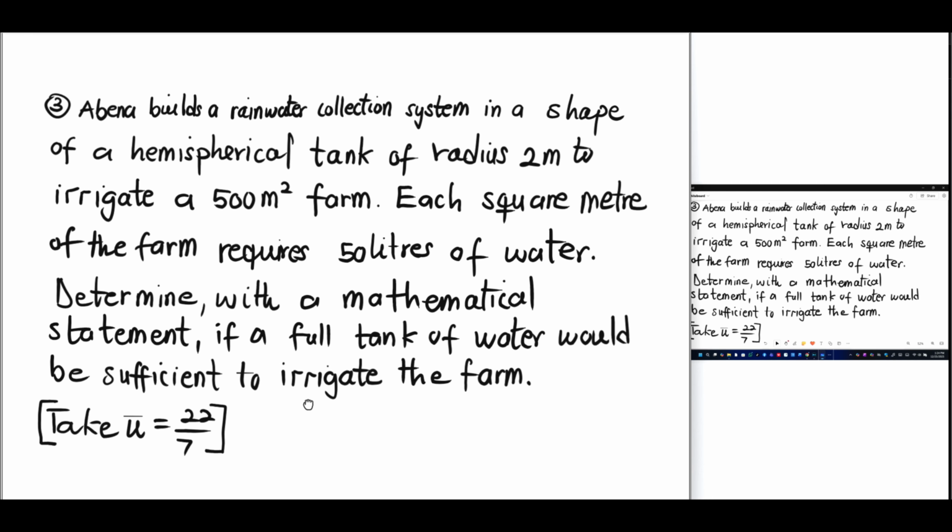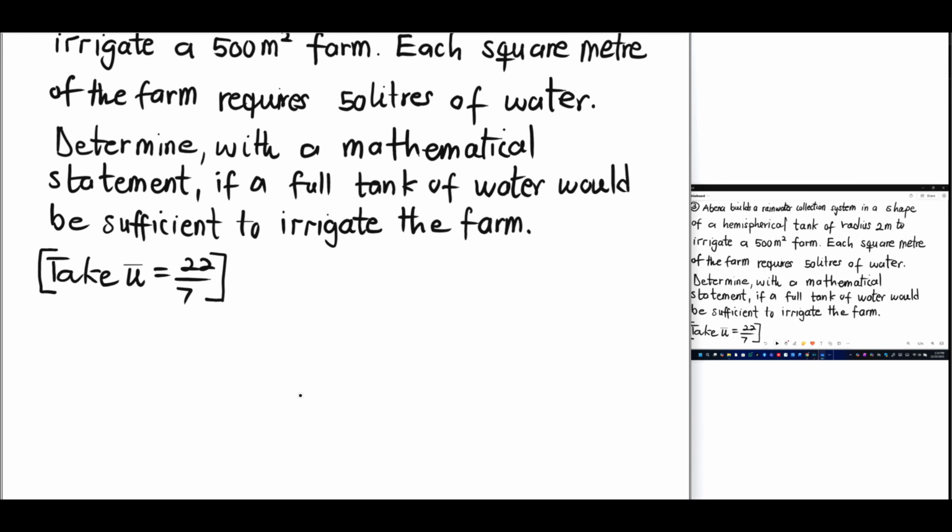Since the shape of the tank is hemispherical, it implies that we are going to apply the formula for finding the volume of a hemisphere to determine the volume of the tank that will be used to store the rainwater. Alright, so let us start work.